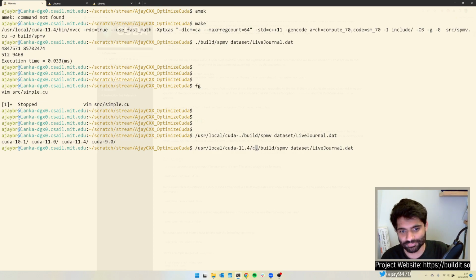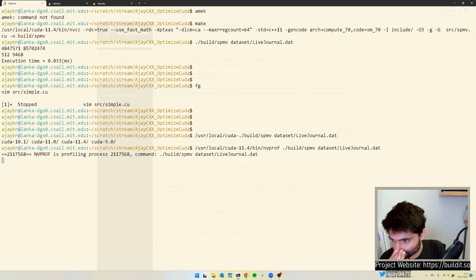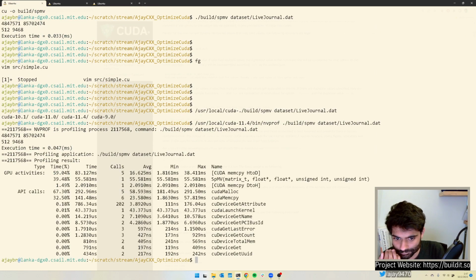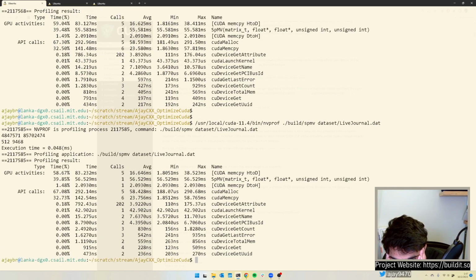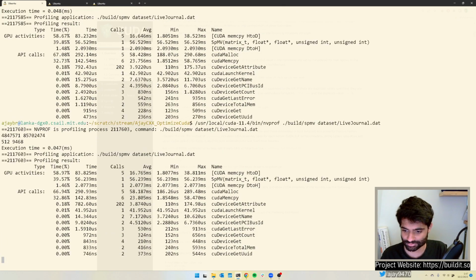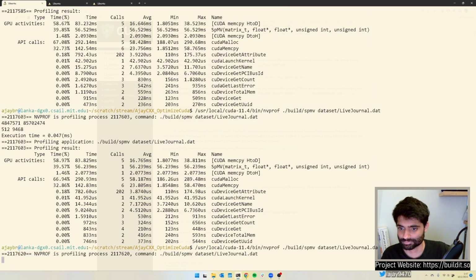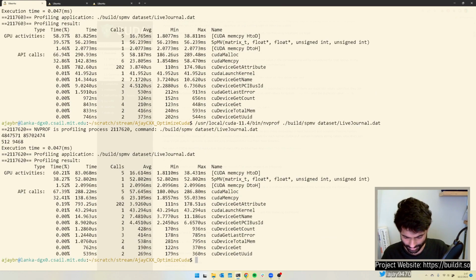Does it still match if I run the profiler? It does match, and this time it also runs. There's some weird randomness to this, which I can't seem to understand.